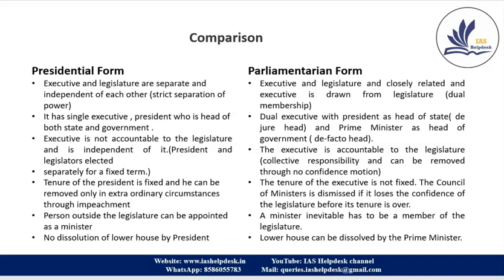Then we have the tenure of the president is fixed and can be removed only in extraordinary circumstances through impeachment. And then here in parliamentary, the tenure of the executive is not fixed. The council of ministers can be dismissed if they lose the confidence vote. Then a person outside the legislature can be appointed as a minister. But in parliamentary form of government, a minister inevitably has to be a member of the legislature. We'll see this technicality in detail later.